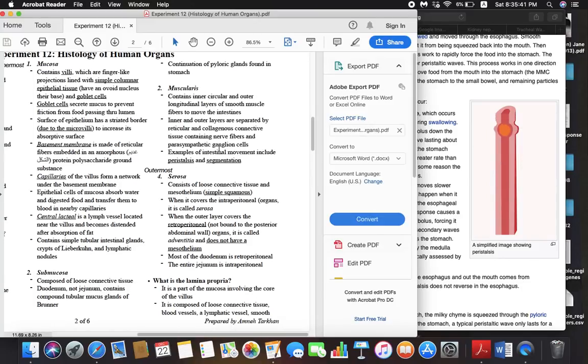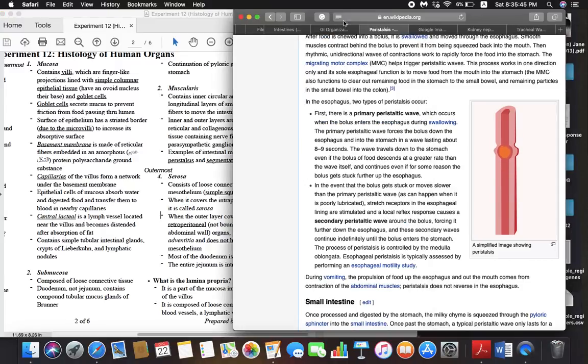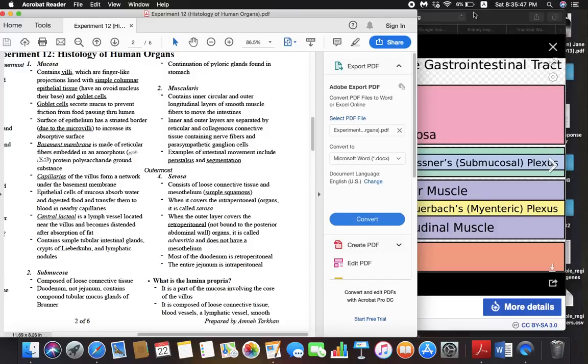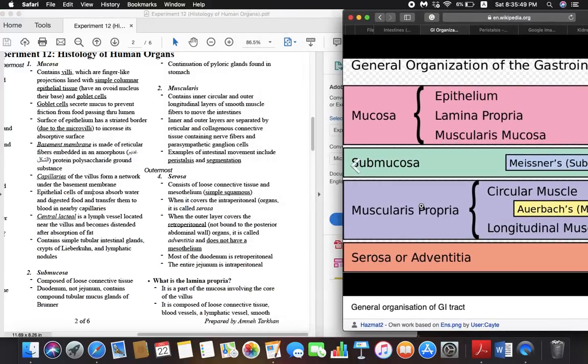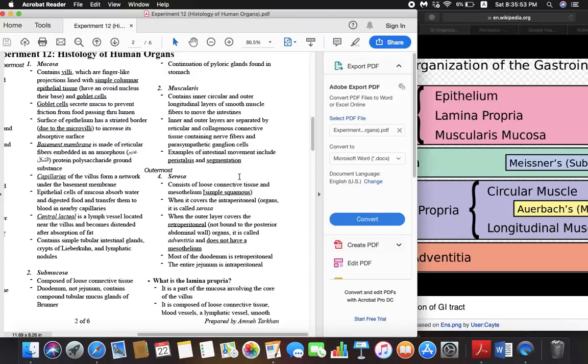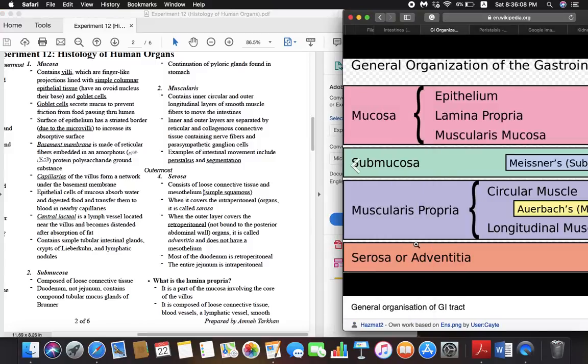The outermost layer of the intestinal wall is the serosa. So here we can see it says serosa or adventitia, and we'll get to that in a moment. We need to know that the serosa consists of loose connective tissue and mesothelium. Mesothelium is simple squamous epithelial tissue. When the serosa covers the intraperitoneal organs, it is called serosa, and when the outer layer covers the retroperitoneal organs, it's called adventitia.